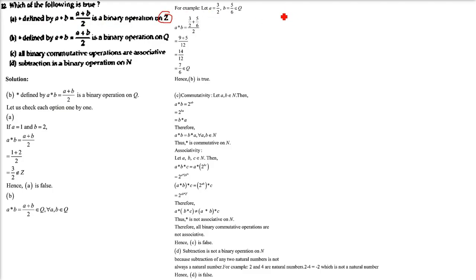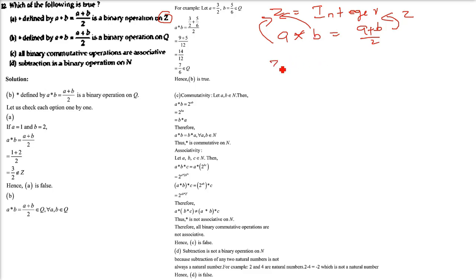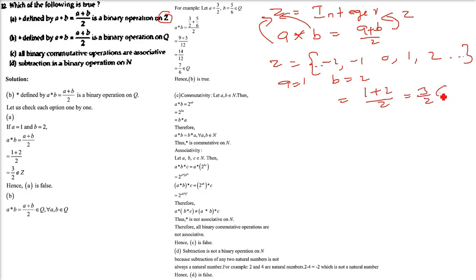First one is Z. Z is the set of integers. It is said that star defined by A star B is A plus B by 2 is a binary operation on Z. A is coming from Z, B is coming from Z. Now rather than proving it, let us take some values. Take A as 1, B as 2. What do we get? A plus B by 2 is 1 plus 2 by 2, that is 3 by 2. And this 3 by 2 does not belong to Z.